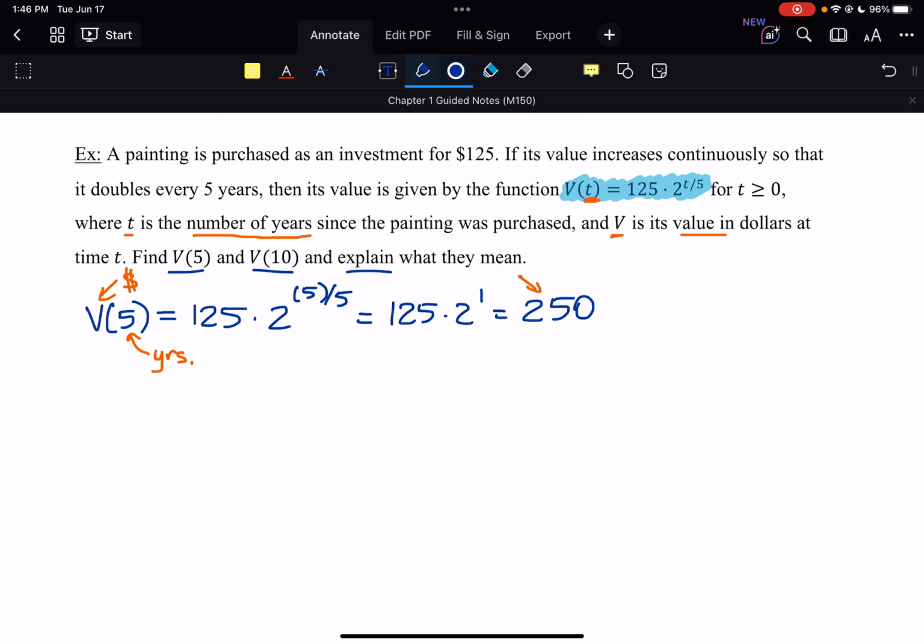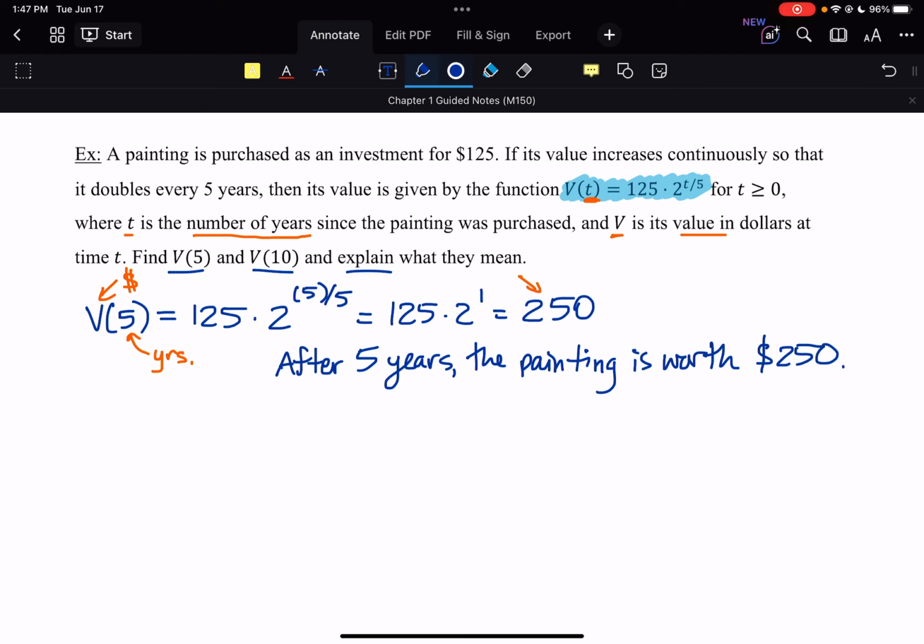So we can say after 5 years, the painting is worth $250, which if you think about it, it started off being worth 125 and it doubles every 5 years. So double of 125 is 250, right? So it's the same argument.